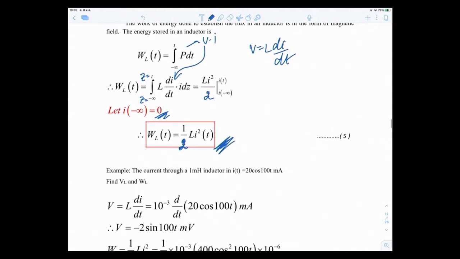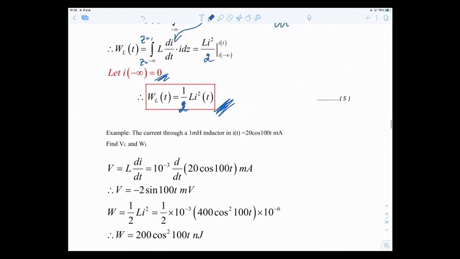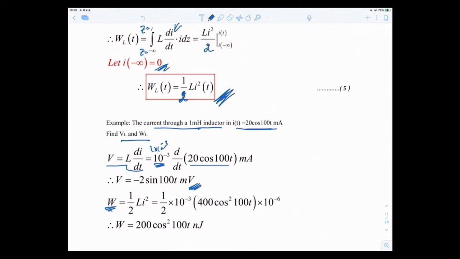This is an example. If you have a current through a 1 millihenry inductor, find v_L and the energy. So v = L di/dt, where L is 1 times 10 to the minus 3. Differentiate the current i, 20 cos 100t, with respect to t, and you get this value for v. To find the energy, one half L i squared: one half L, and this is your i, squared.